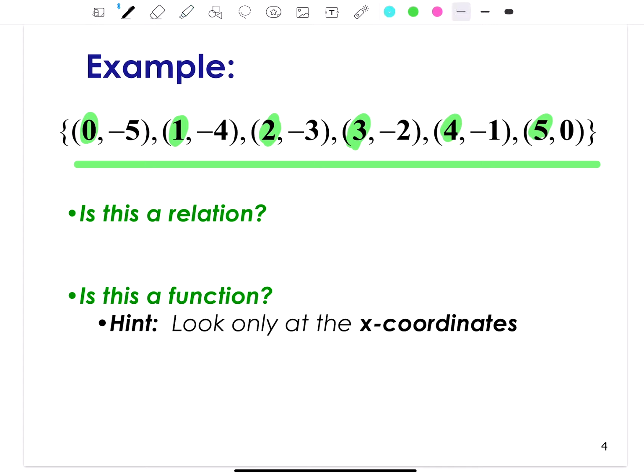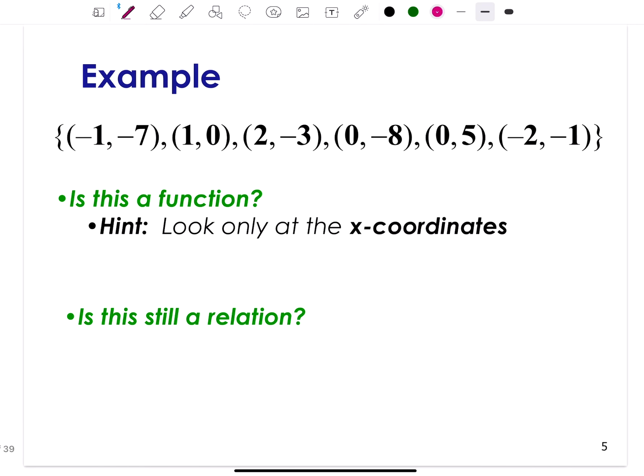So first of all, is this a relation? Yes, it is a relation because we have the ordered pairs. Second question, is this a function? Because my input values are not repeating, each unique x value I have, yes, it is a function. Because each input value is unique and different, we don't have one input value connected to two different outputs, so yes, it's a function.